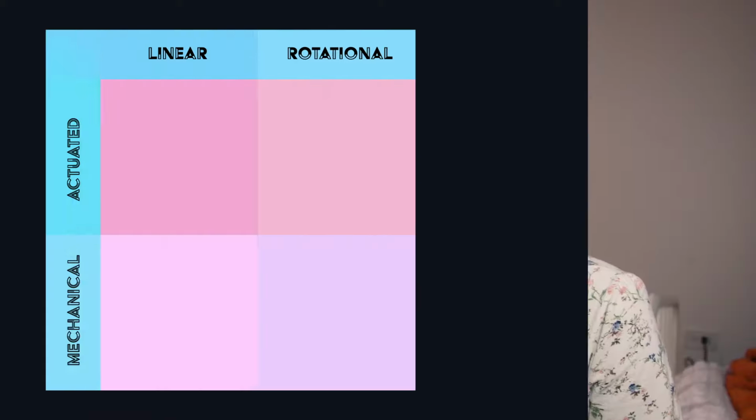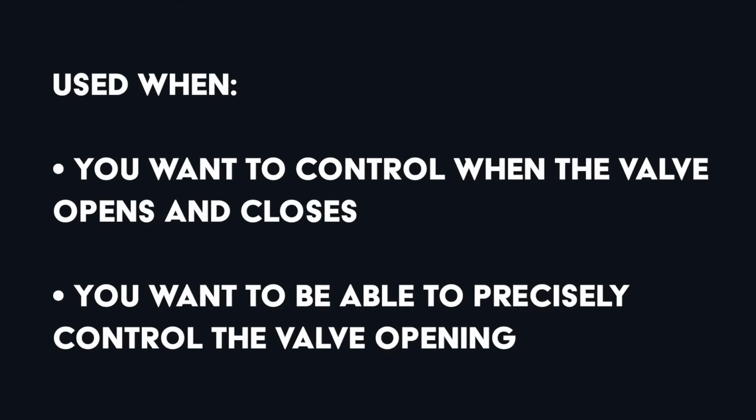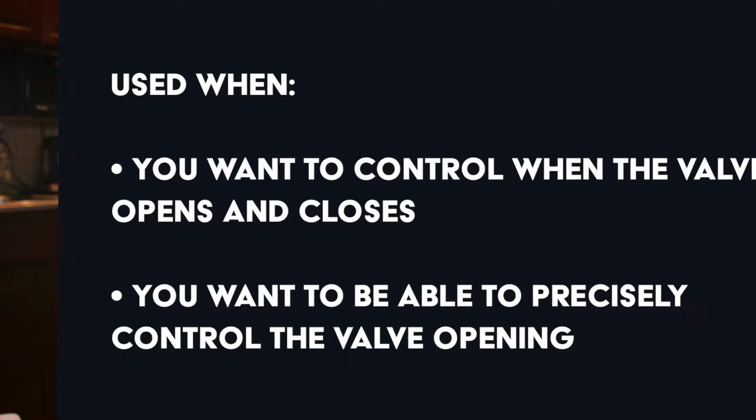The last build is the actuated linear valve. Here you use your hands or a machine to move a valve up and down on an axis to open and close it. This build is for when you need to selectively control how open or closed the valve is. These builds are very broad and very general, and there are definitely exceptions, but it's a good framework to have, these 4 different builds that you can use to look at your valves.